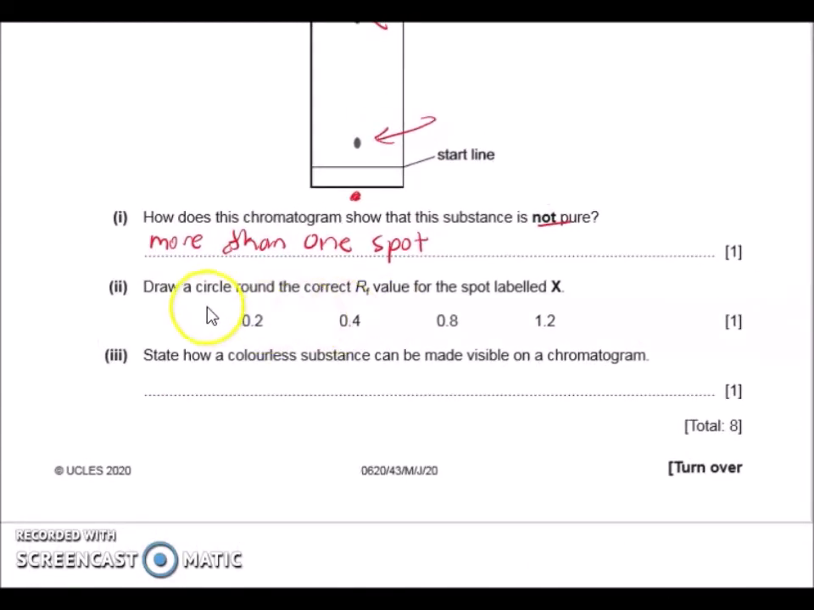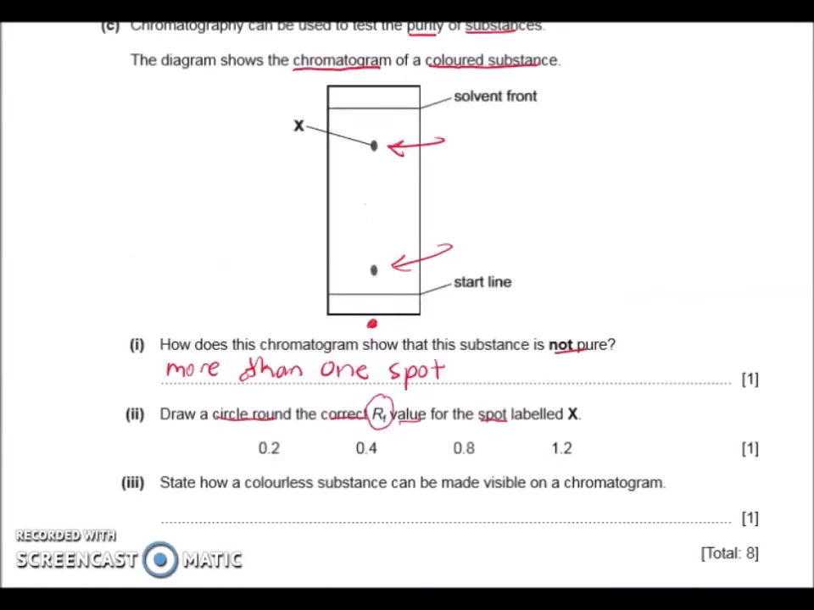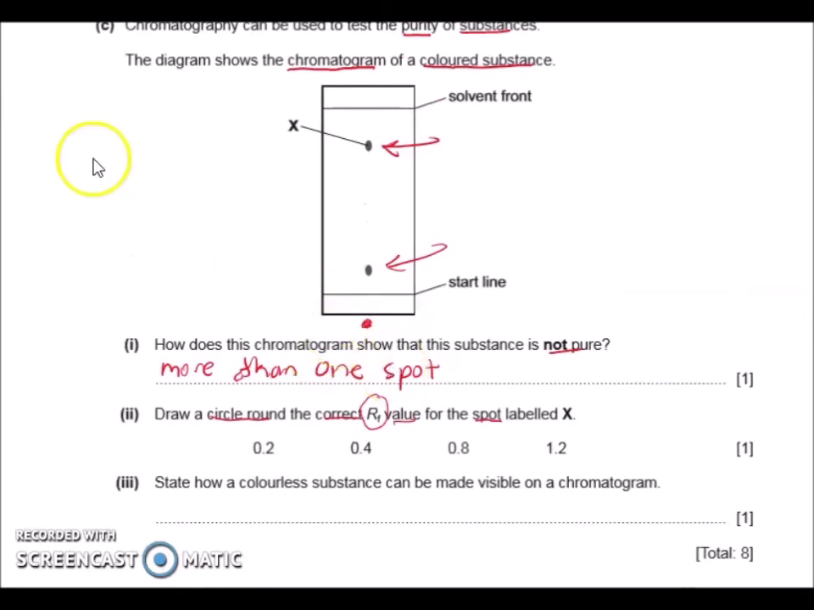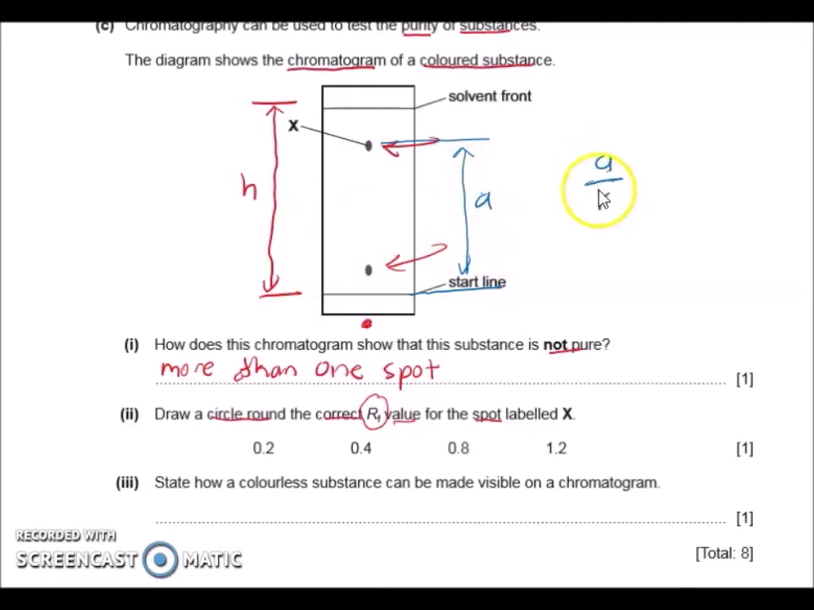Now they mention: draw a circle around the correct Rf value for the spot labeled X. The calculation is made from the starting line to the solvent front. Let's say we make that H, and the X position from the starting line, we make that A. So your calculation here will be A over H.